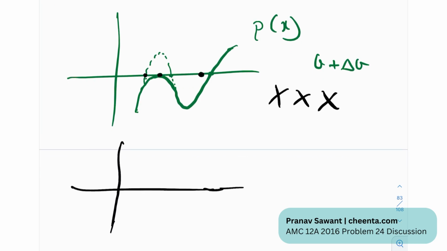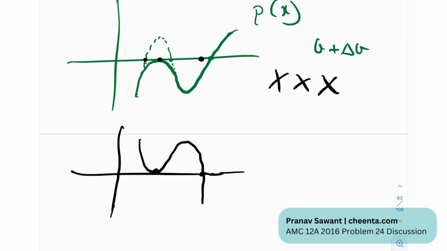So for case 2 itself, there is another possibility. What is the other possibility? The other possibility is the graph looks something like this. It will look like this. So yeah, again, this is essentially the repeated root.